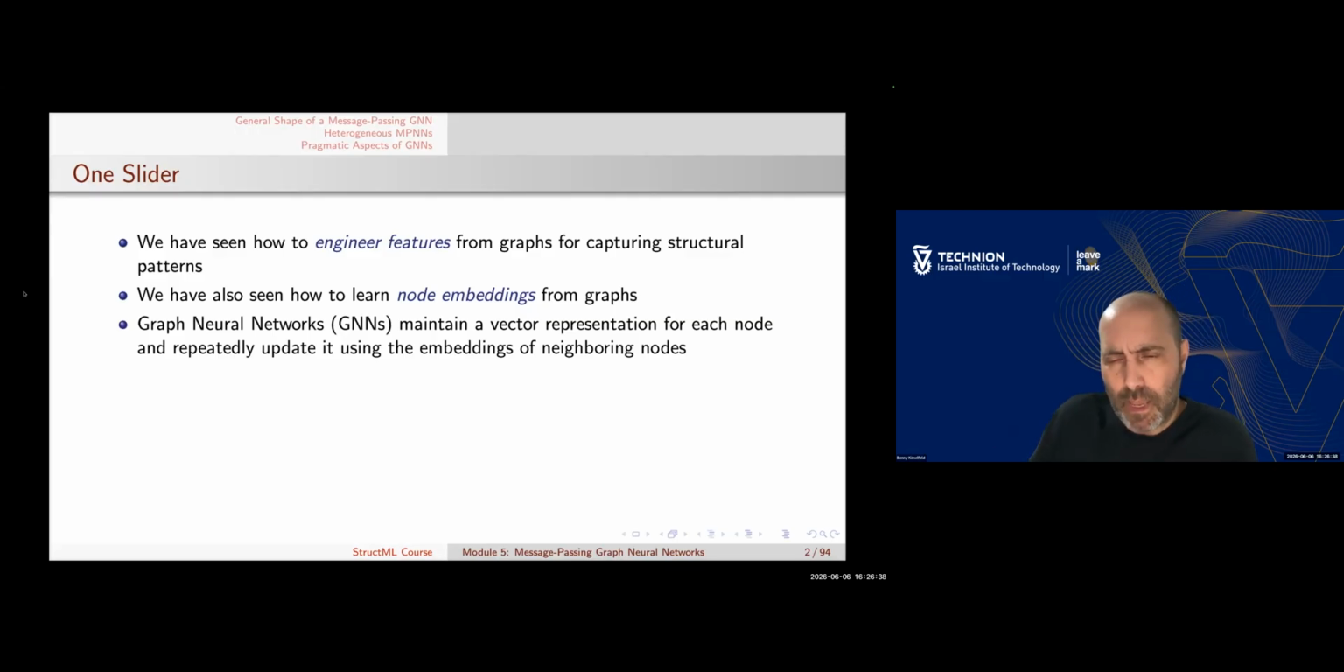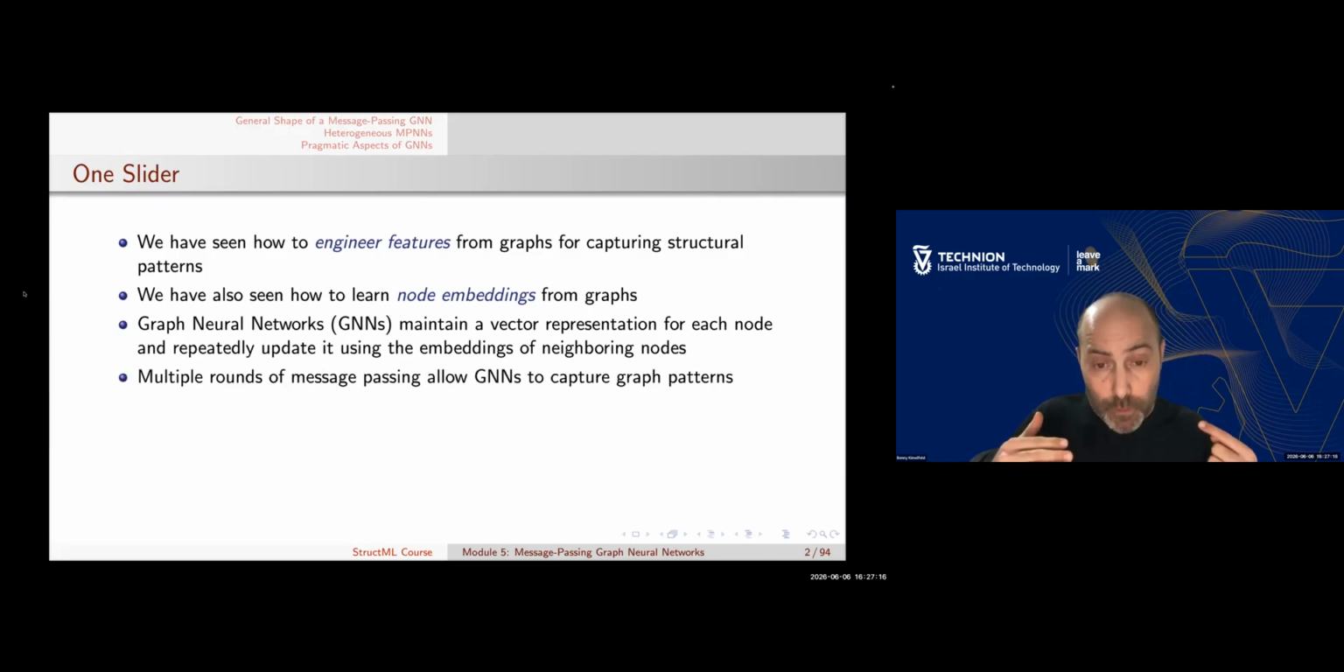GNNs basically apply the deep learning approach where you do not engineer features, but rather let the model understand these features automatically. Here we are maintaining the embedding, the representation of the nodes, as part of the model. We're computing it as part of the model. In the case of graphs, we update the embedding of the node repeatedly by consulting the neighbors, by looking at the embeddings of the neighbors. Now, we do it repeatedly.